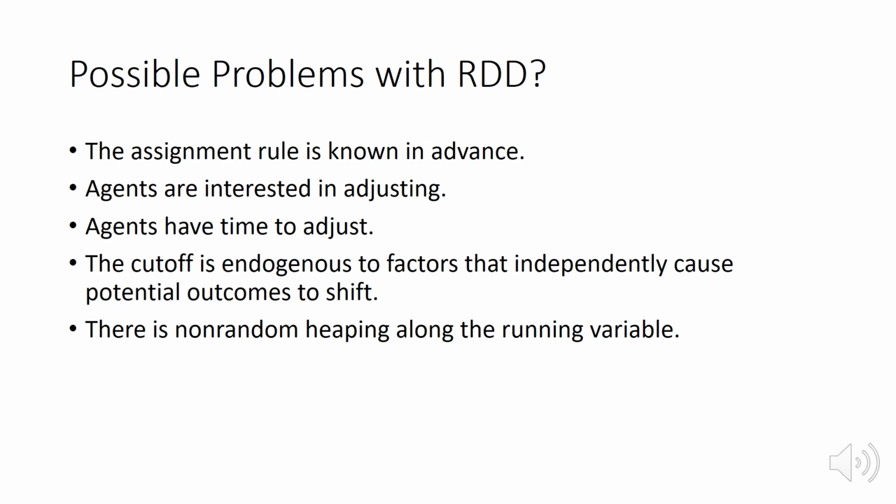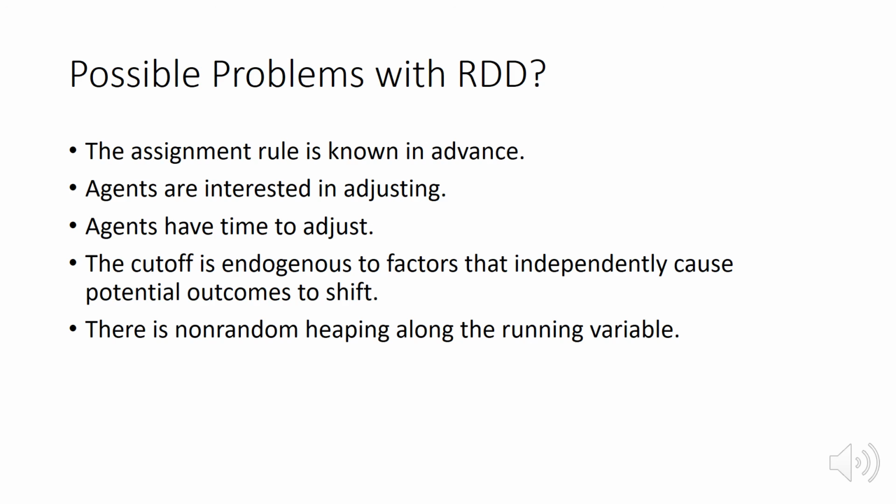If you are a student athlete, maybe you want to do something to tweak your grades so that you don't get academic probation. One of the problems with regression discontinuity as a design is that cutoff rules are well known and well publicized, and people have incentive to adjust around those. Not just well known and well publicized, but oftentimes there's a lag between when a policy is announced and when a policy is enacted. So people have time to adjust their behavior as a result.